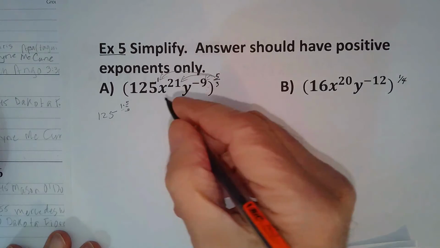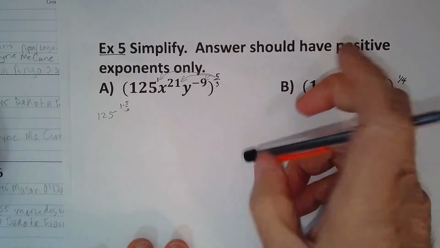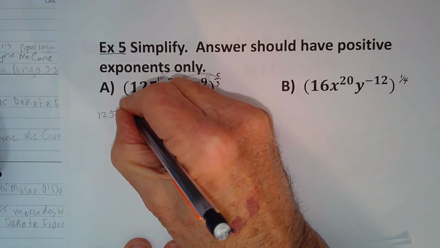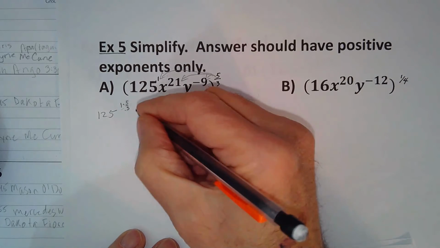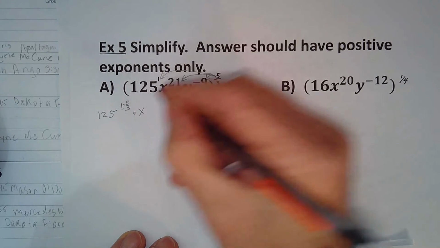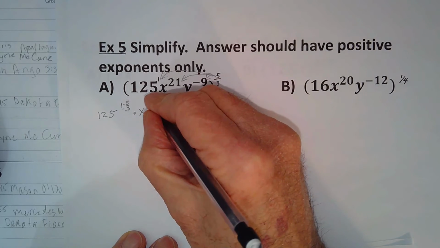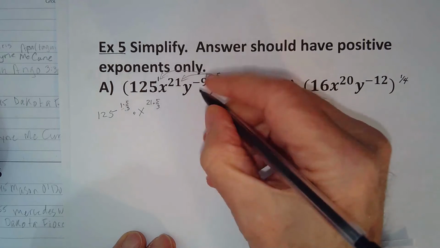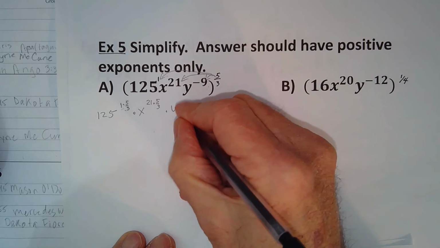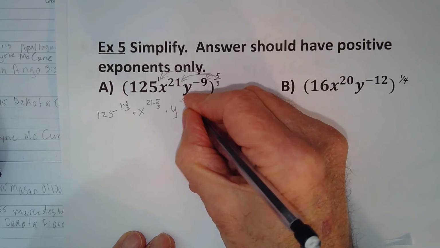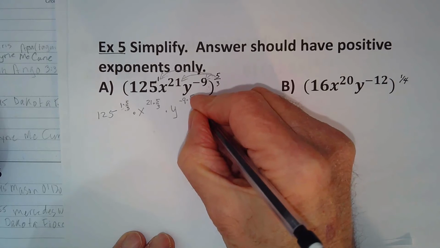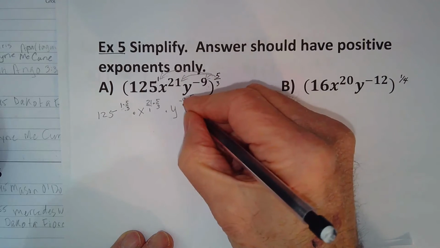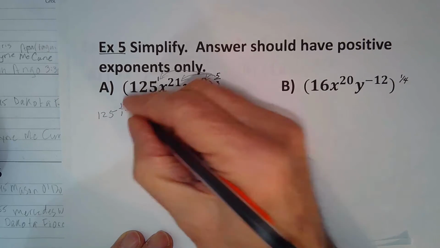That's 1 over 1 times 5/3, or just 1 times 5/3. It's a little bit hard to see, so let's rewrite it. Then I'm going to multiply that times x to the 21 times 5/3. And then I'm going to multiply it by y to the negative 9 times 5/3. So I'm going to have to put a 1 under the 21 and a 1 under the negative 9, and I could even put a 1 under the 1.